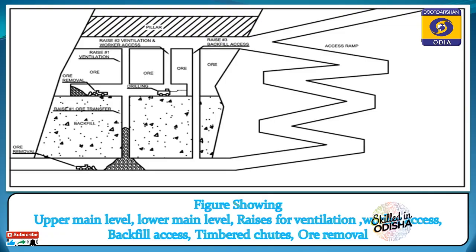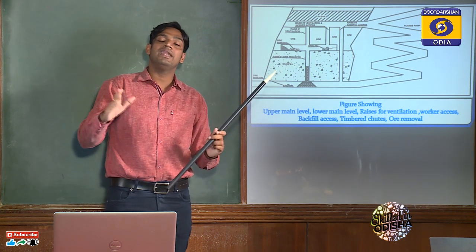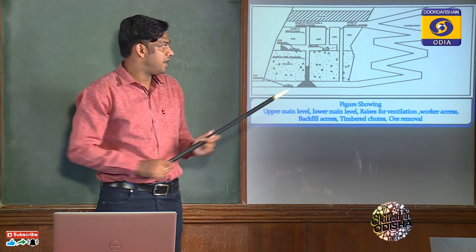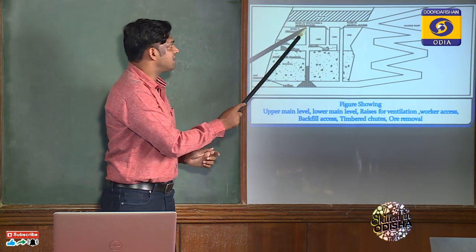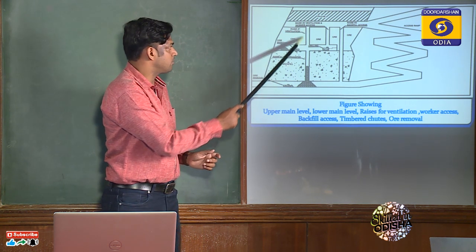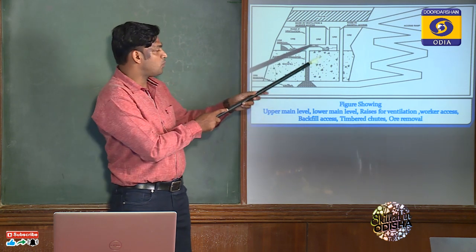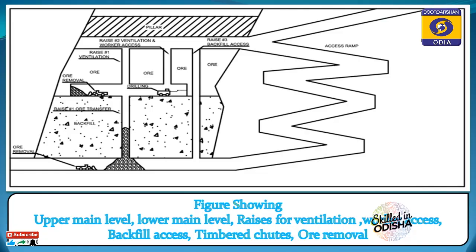So in hydraulic transportation of the filling materials along with water, the filling materials will get consolidated and will support both the hanging wall and footwall. This is the raise for ventilation and worker access. This is the raise for ventilation and worker access. As we move on, suppose we have extracted up to this. Now we are extracting this.